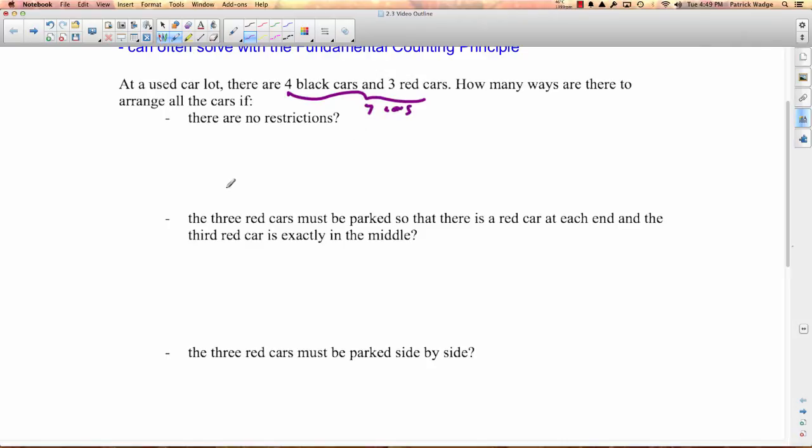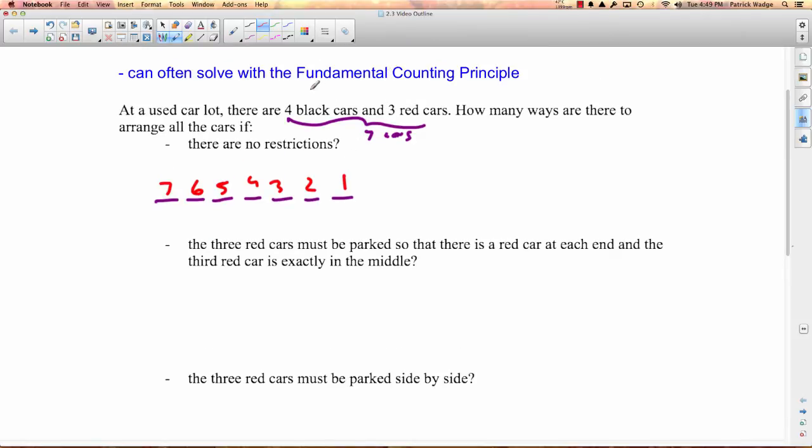If you want, you could think of it as having 7 spots to put those cars. How many possible cars could you put in the first spot? Any of the 7. So you'd have 7 choices here. How many in the second spot? Well, we've already used 1, so you're down to 6, and 5, and 4, and 3, and 2, and 1. And what do you do with all those? The fundamental counting principle.